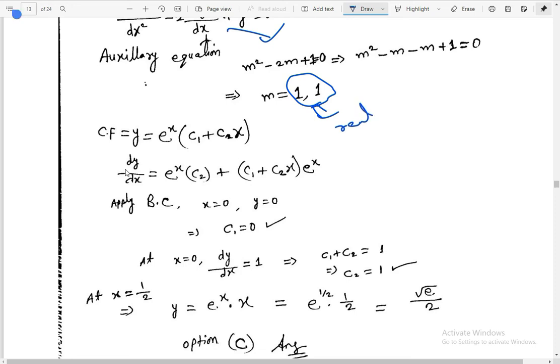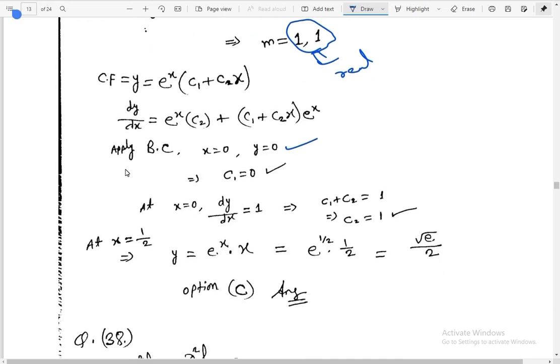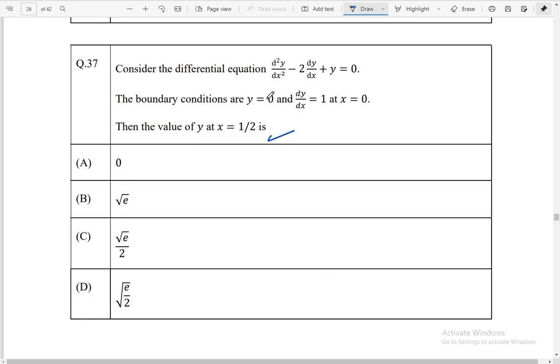Once we differentiate this, we have e to the power x c2 plus (c1 plus c2 x) e to the power x. We apply the boundary condition x equal to 0, y equal to 0, and we get c1 equal to 0. At x equal to 0, we have dy/dx equal to 1. Putting c1 equal to 0 here, we get c2 equal to 1. This boundary condition is already mentioned in the question: y equal to 0 and dy/dx equal to 1.